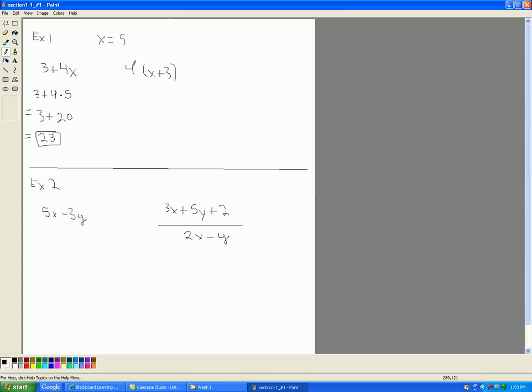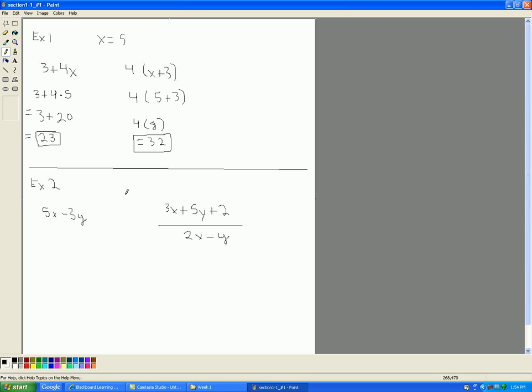Now we'll go ahead and do the same thing with the next expression. We just plug in 5 everywhere we see an x. So we go 4 times the quantity of 5 plus 3. And again, order of operations tells us that we have to complete the operation inside the parentheses first this time. So now we get 4 times 5 plus 3 is 8. Now we have 4 times 8, and that is equal to 32. So we evaluated the two expressions for x equal to 5.